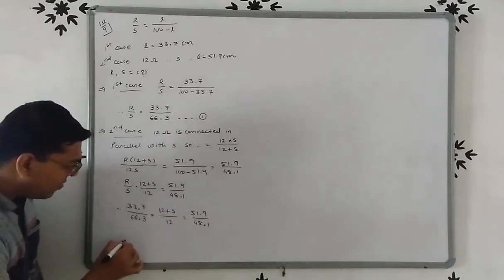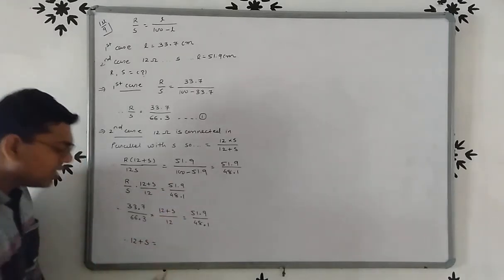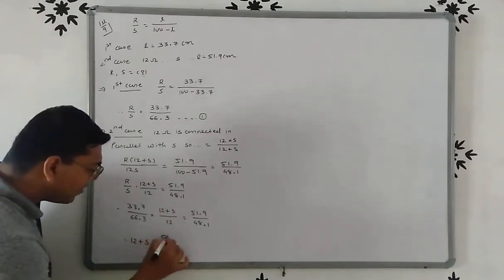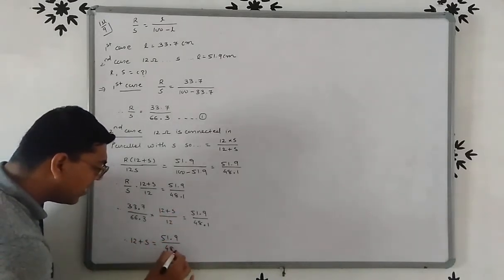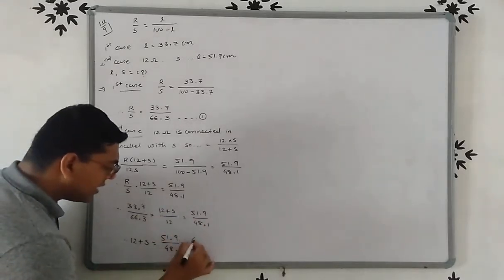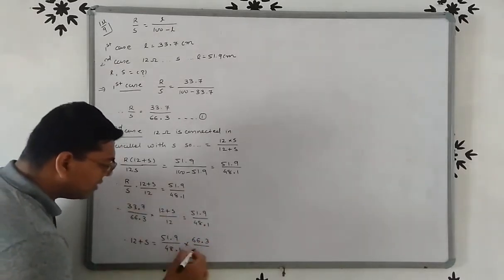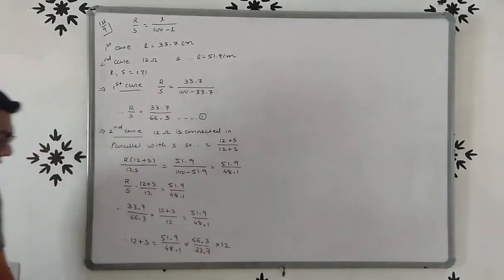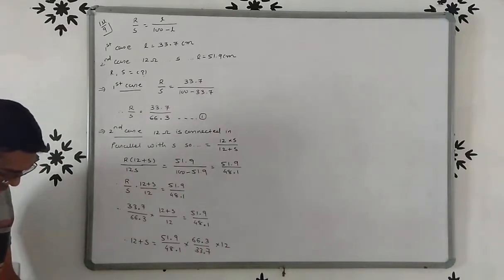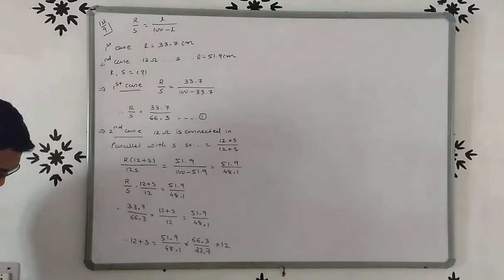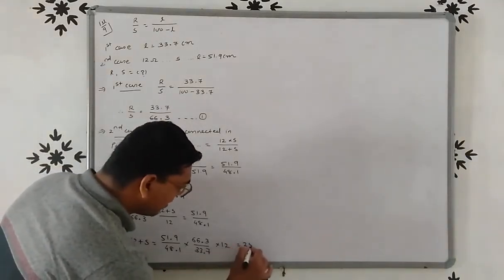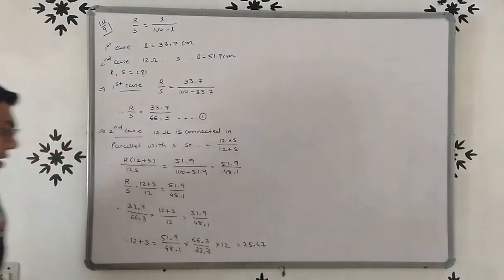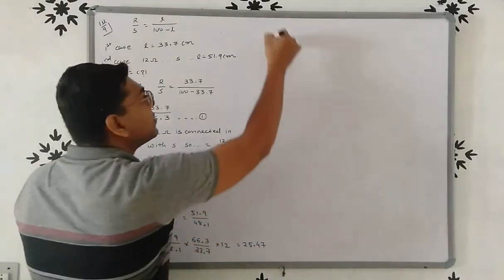So here we formulate 12 plus S. So 12 plus S is equal to 51.9 upon 48.1 into 66.3 upon 33.7, and this 12 is the multiplier, right? If you solve this, then you get 12 plus S is equal to 25.47, right?